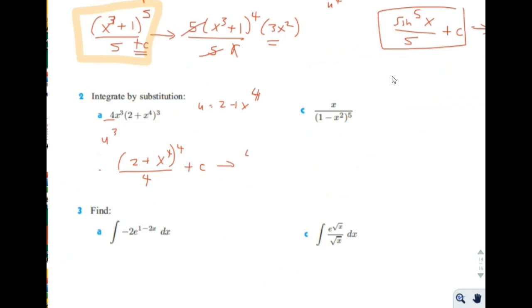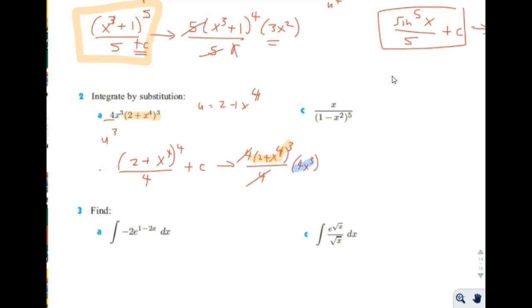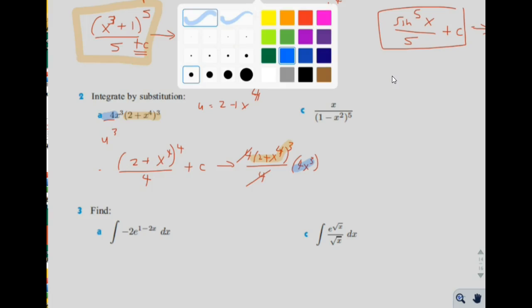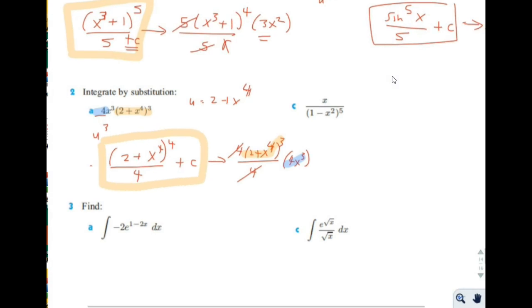So we're going to take 4 times 2 plus x to the fourth to the third divided by 4. And then we do the chain rule, which would be 4x cubed. And then the c just disappears. The 4's cancel out. 2 plus x to the fourth to the third, 2 plus x to the fourth to the third, and the chain rule yields 4x to the third, so it worked. So the answer is this here, right? All right.